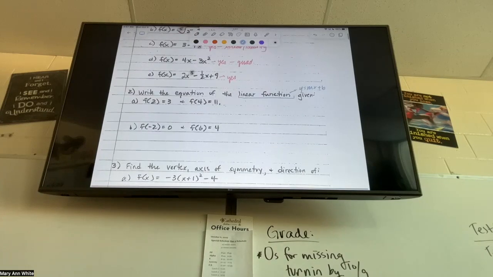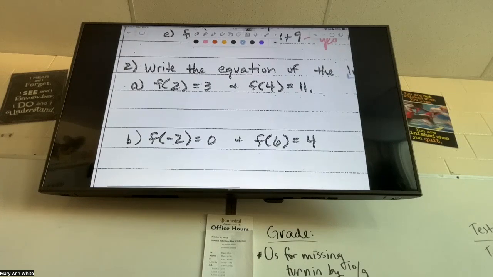So we've done that already. You might be like, we've already spent time doing this. I promise you it's very similar to what we've done, but notice that the setup is a little bit different. This time I give you the points in function notation, not as a coordinate point. So this is function notation. F of 2 equals 3 and f of 4 equals 11.